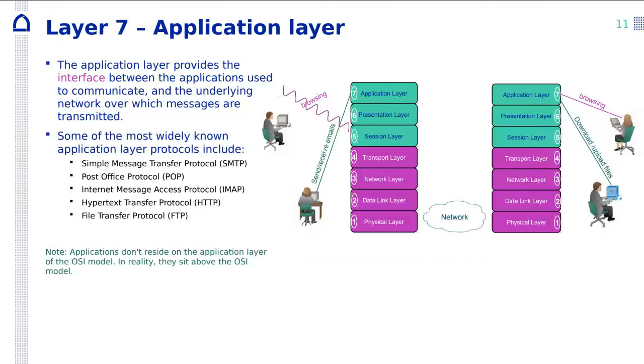These are some sample application layer protocols, such as SMTP. We have Post Office Protocol for email. We have also Internet Message Access Protocol, IMAP. We have HTTP, the hypertext protocol, for browsing the internet requests. We have FTP for file transfer. Here we have one note: applications do not reside on the application layer of the OSI model. In reality, they sit above the OSI model. Yes, that's understood.